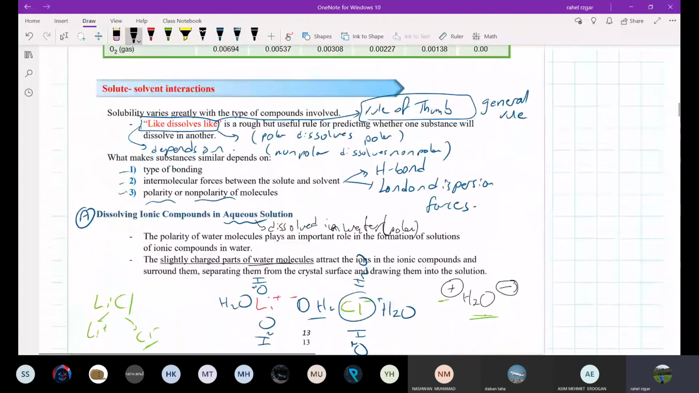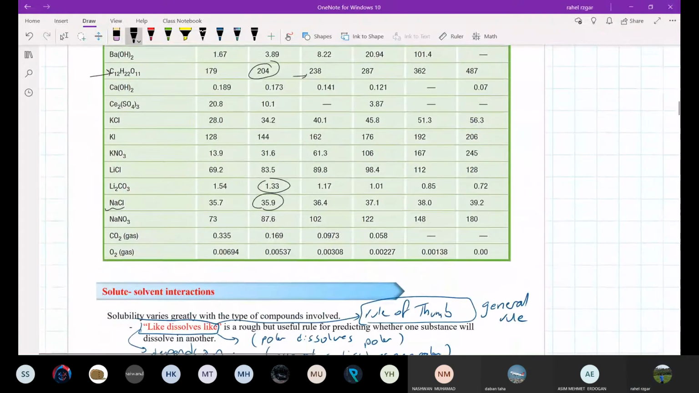Look at the figure above here. See, CO2 is dissolving more than oxygen. See, oxygen is very, very little. It's like 0.2 or around 7. And as temperature is increasing, the solubility of oxygen gas is decreasing. And CO2 gas is decreasing from 0.335 towards 0.058 as temperature increases. Right?